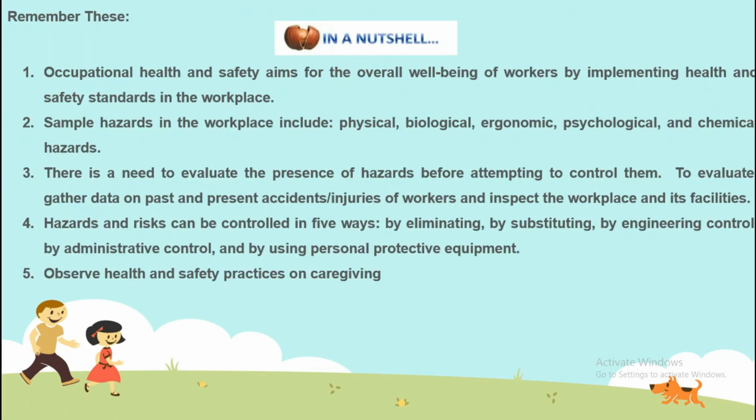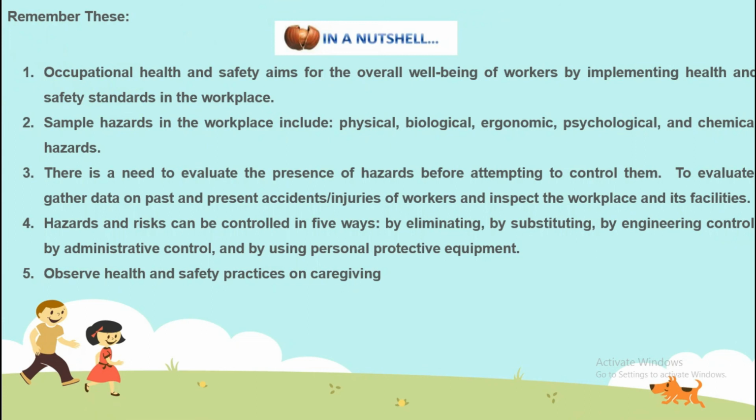Okay, in a nutshell, you must remember this. 1. Occupational health and safety aims for the overall well-being of workers by implementing health and safety standards in the workplace. 2. Sample hazards in the workplace include physical, biological, ergonomic, physiological, and chemical hazards. 3. There is a need to evaluate the presence of hazards before attempting to control them. To evaluate, gather data on past and present accidents or injuries of workers and inspect the workplace and its facilities.